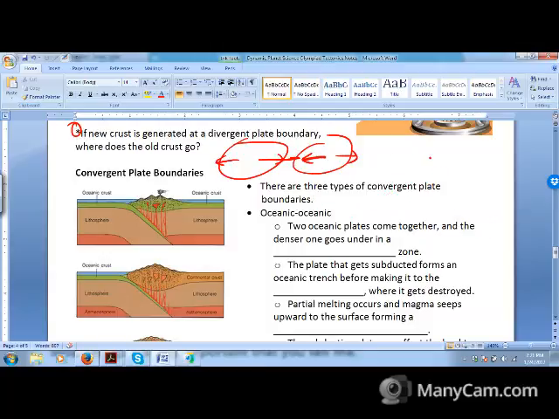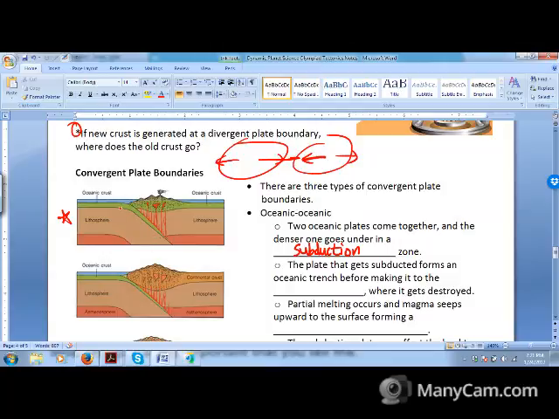There are three types of convergent plate boundaries. This makes sense considering there are only oceanic and continental types of plates. If two oceanic plates come together, whichever one is more dense, usually the older one, because the older one just solidifies and grows old, is going to go underneath in a subduction zone. The plate that goes under is called a subduction zone. So this is an example of oceanic to oceanic, and you can see that this plate is more dense, so it is going underneath.